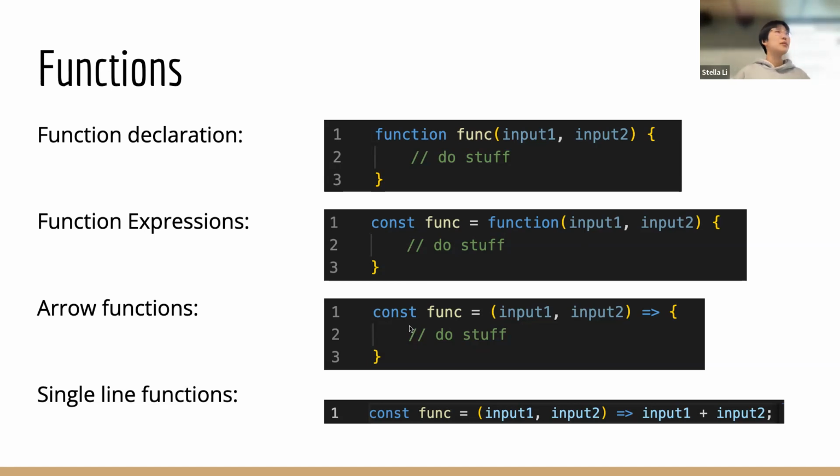For this workshop, you'll probably see me use arrow functions the most. It's like a shorthand version of function expressions, and you have the inputs here, and then you have an arrow to indicate, I guess, take in these inputs and then do this. And you can also have single line functions. We might see a little bit of that today as well. They're basically arrow functions, but what needs to be done is quite small, so we can just put it in one line like this.